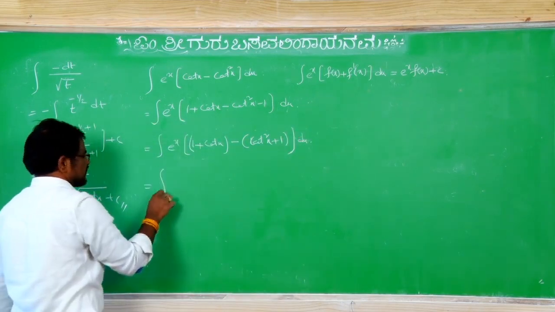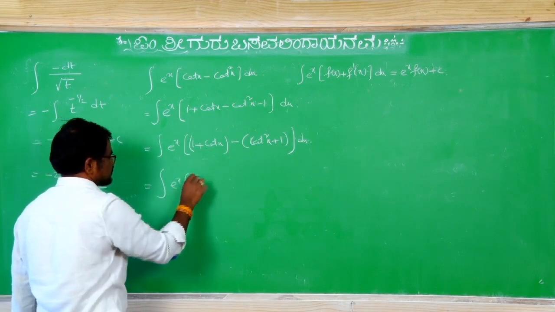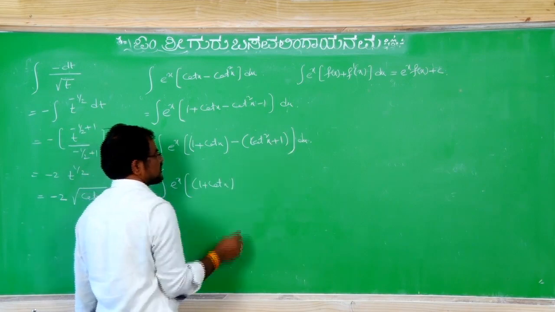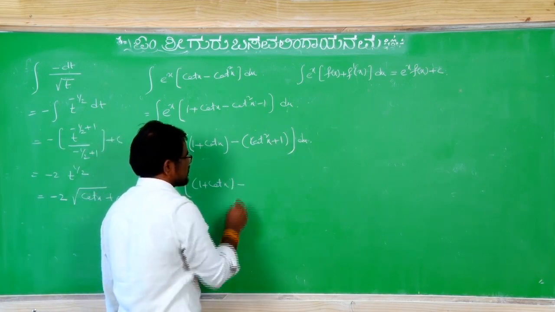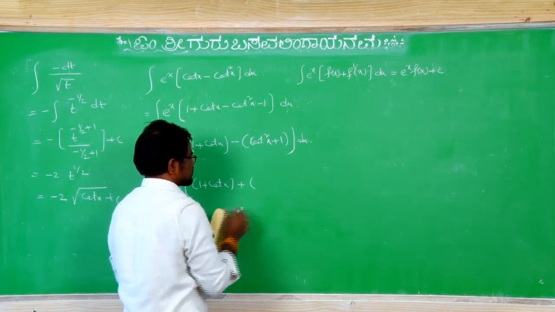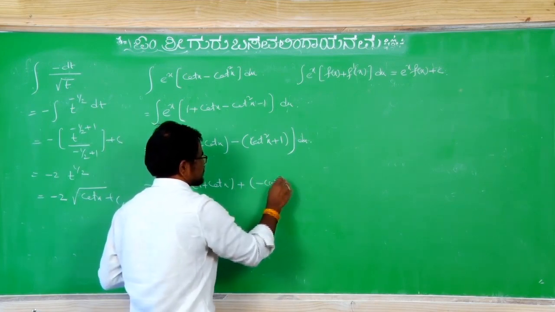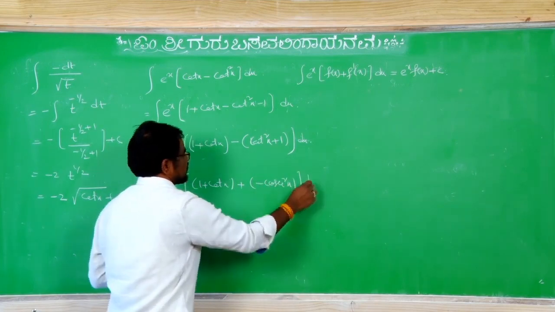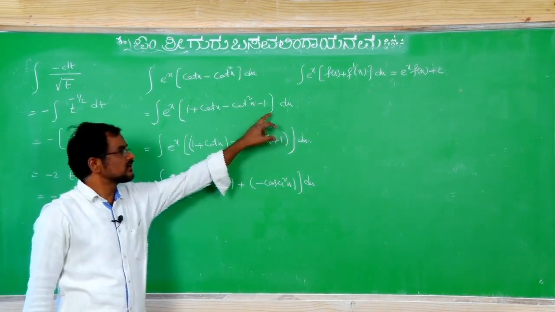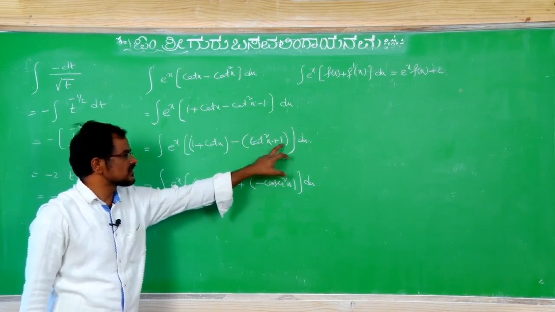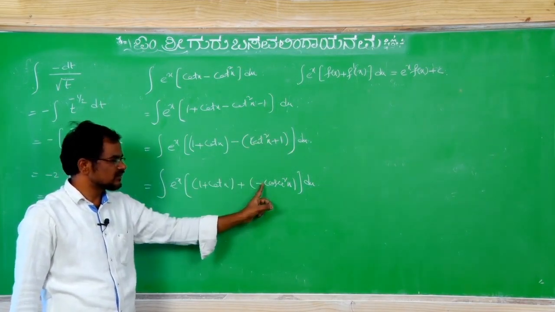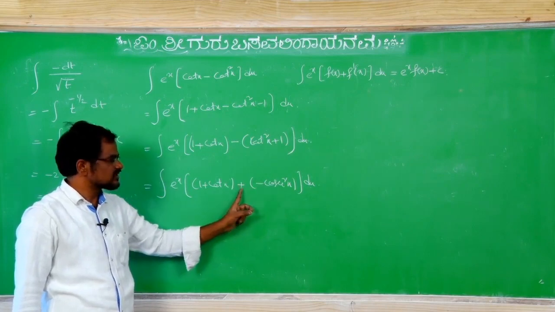That is equal to integration of e power x into 1 plus cot x. 1 plus cot square x is cosecant square x, so here minus cosecant square x I will write, into dx. Once again, see: adding and subtracting 1, and in these two terms minus common, 1 plus cot square x is cosecant square x. But this minus I will take to this one here, so here plus I will take.